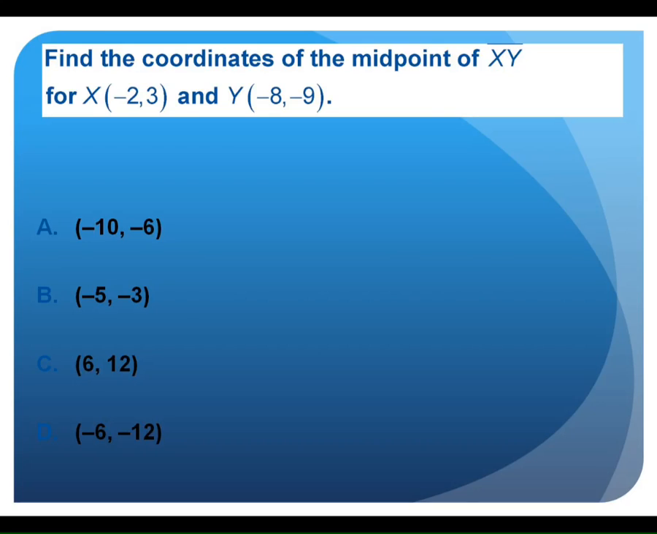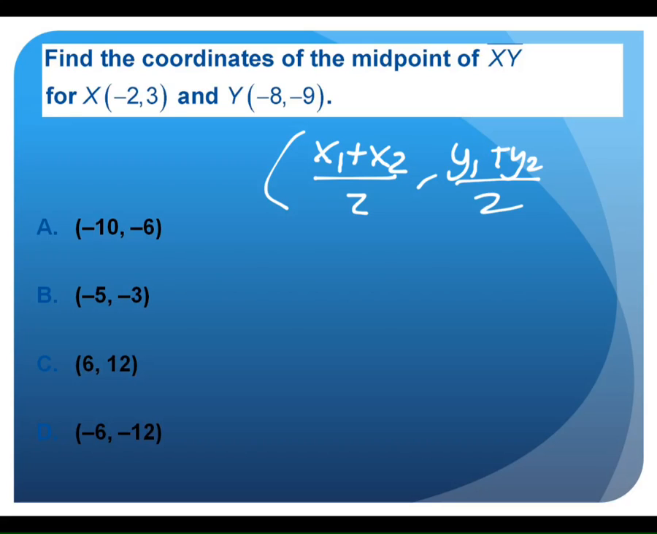Let's look at one more of these. If I have negative 2, 3, and negative 8, negative 9, those are my 2 points. I want to find the midpoint of those 2 points. Remember, the midpoint formula says if you take the average of the x's and the average of the y's, that's going to be your 2 coordinates.